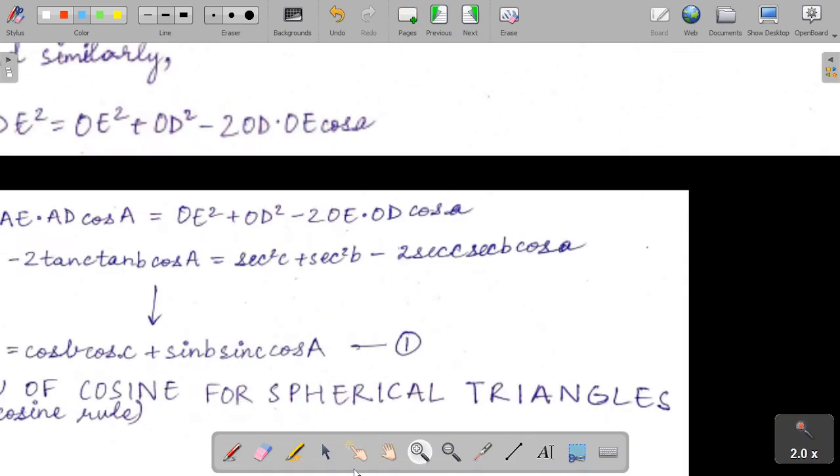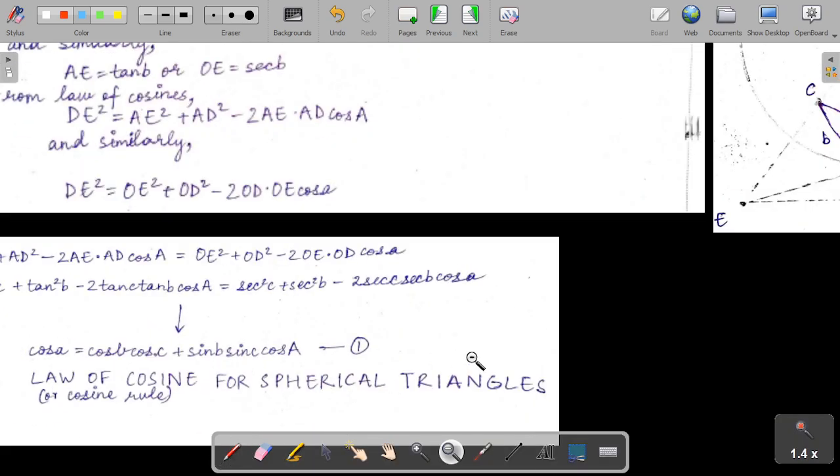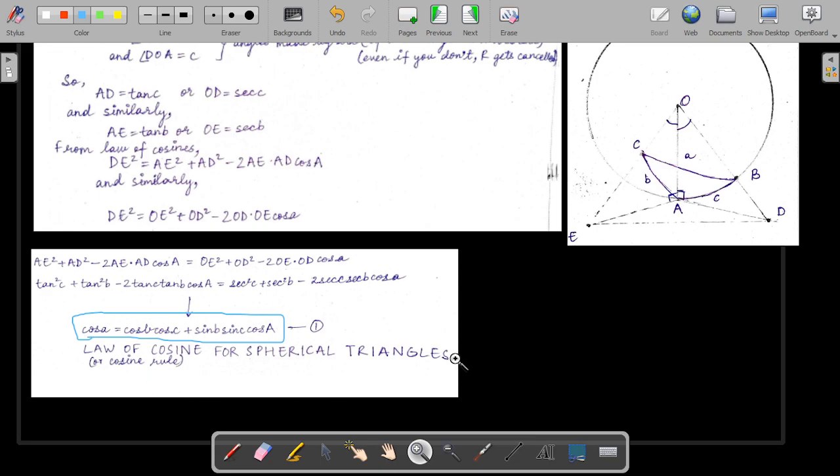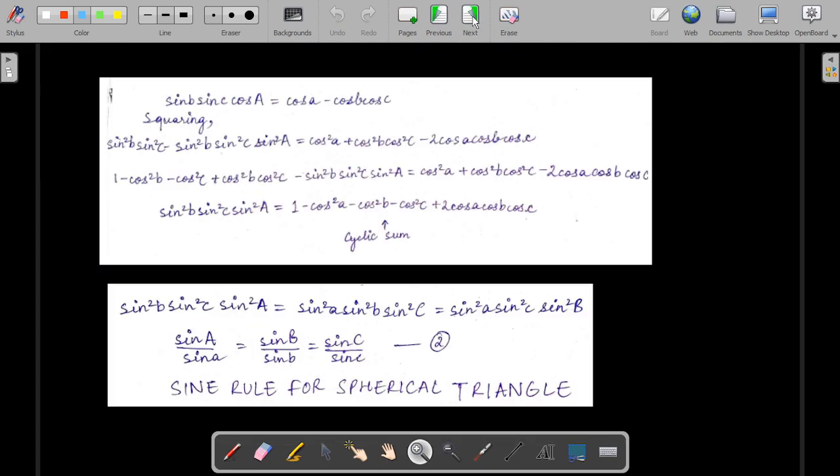Okay, this is really important because it's like the basic thing. Really important. As I've written here, this is the law of cosines for spherical triangles, or the cosine rule. I think it is more commonly called the cosine rule, whatever. Now let's move to deriving the sine rule.